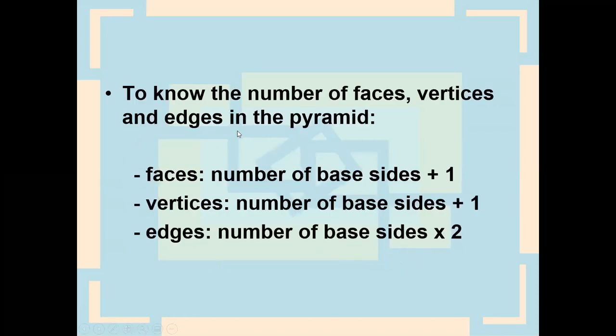Okay, in the pyramid now, to know the number of faces, vertices and edges in the pyramid. To find the number of faces, number of base sides plus 1. To find the number of vertices, also number of base sides plus 1. To find the number of edges, number of base sides multiplied by 2. Again, faces plus 1, vertices plus 1 also, and edges multiplied by 2.